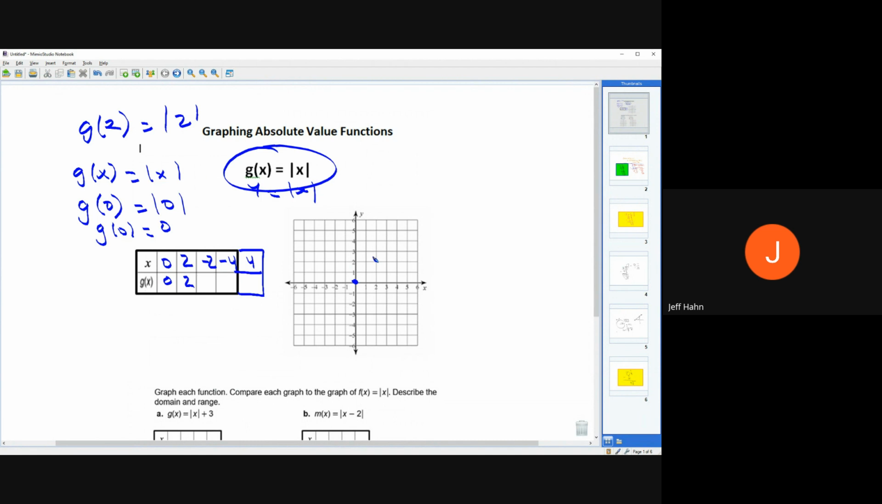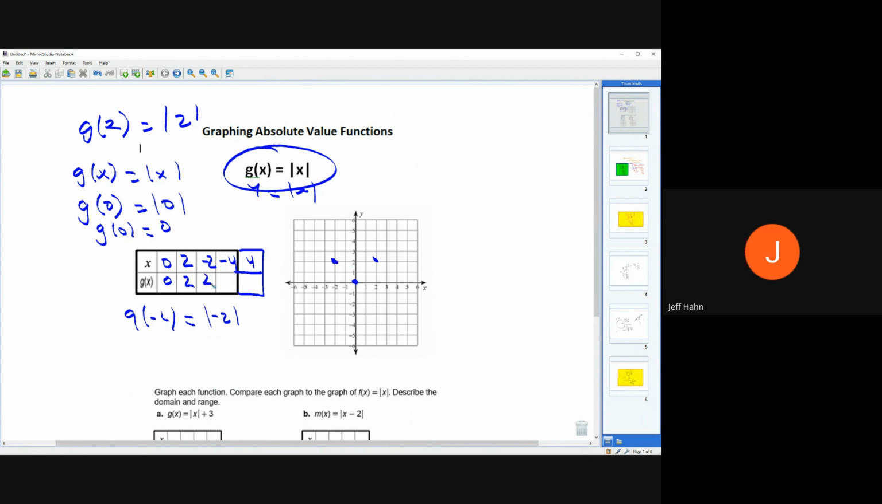What if I put negative 2 into that? g of negative 2 equals the absolute value of negative 2. What is the absolute value of negative 2? 2. One more time. 2. I can't hear you. 2. So here at negative 2, it's also 2. Ooh, what in the world is that? Is this linear, by the way? No, it won't form a straight line.